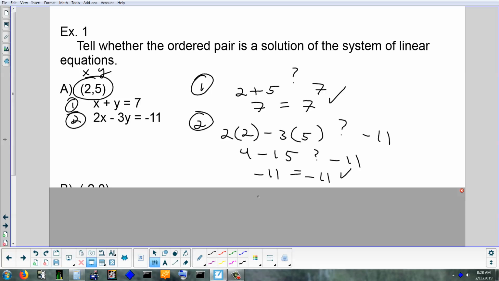So is it the solution or no? What do you think, Matt? Yes. Tell whether the ordered pair is a solution. The answer here is yes.